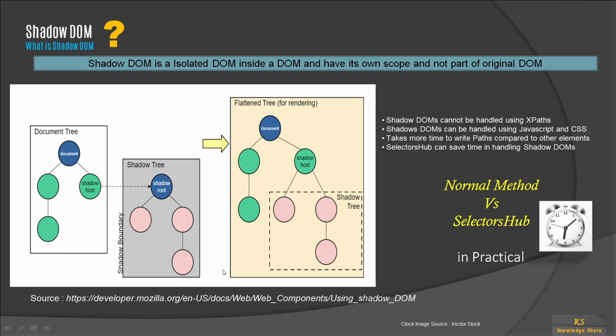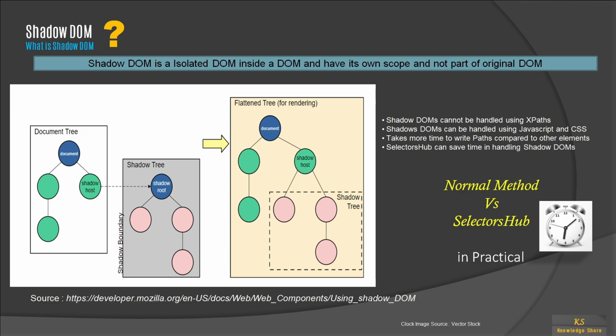So why can't we handle shadow DOMs easily? It's very difficult to handle shadow DOMs in automation unless we use methods like JavaScript and CSS. I have put a few notes here. Shadow DOM cannot be handled using XPaths, and we will see that in practical. Shadow DOMs can be handled using JavaScript plus CSS. We have to use these two concepts in order to identify the elements in the shadow DOM, and it takes more time to write the paths compared to other elements. Selectors Hub is the tool which will allow us to save some time and use the auto suggested paths.